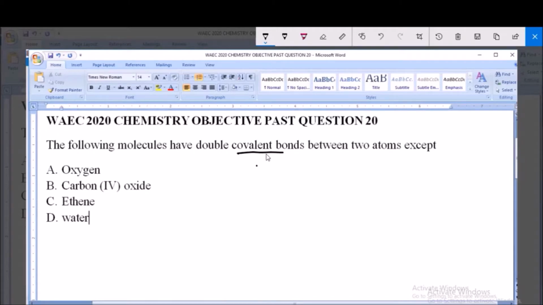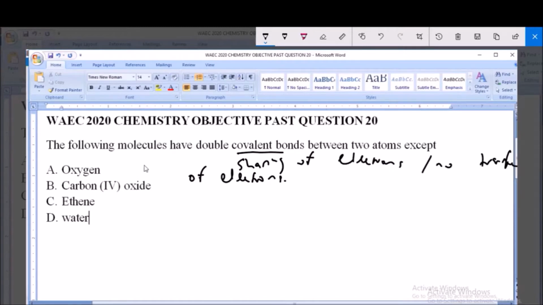So we are looking at covalent bonds, and of course covalent bonds are formed by sharing of electrons. In other words, there is no transfer of electrons, unlike in electrovalent or ionic bonding. So you have some molecules here that possess covalent bonds, but we're asked which of them have double covalent bonds, or double bond, which is usually represented this way. So double bond between two atoms. So let's look at each of the options.